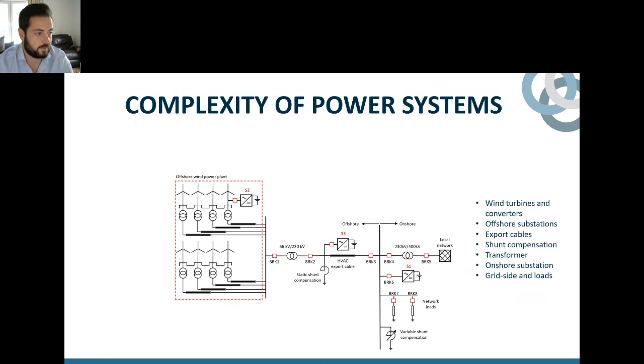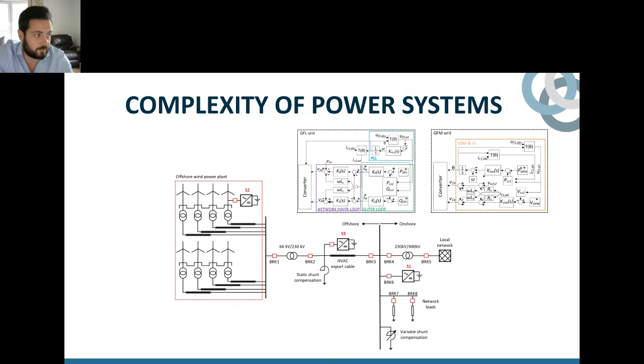Each component has its own dynamics, and then the interactions between them can cause phenomena like resonances, harmonics, and oscillations. This is to say that whether we are looking at the whole power system, like the previous slide, or at a single connection point or a single plant, just like in this figure, the underlying story is the same: multiple dynamic components interact in complex ways, sometimes leading to unexpected behaviors.